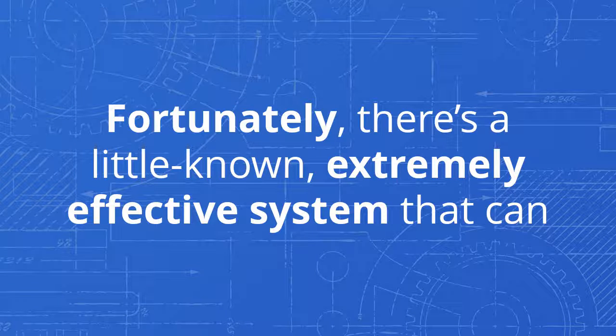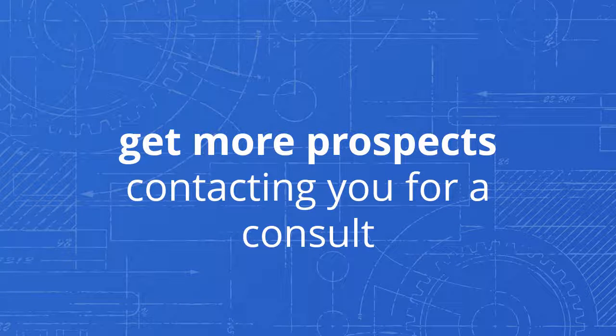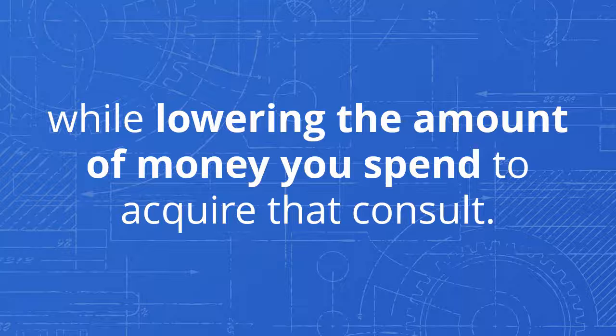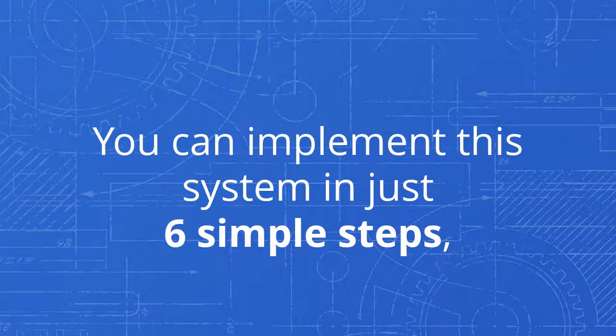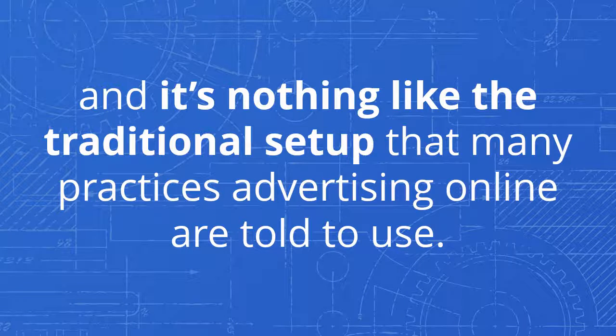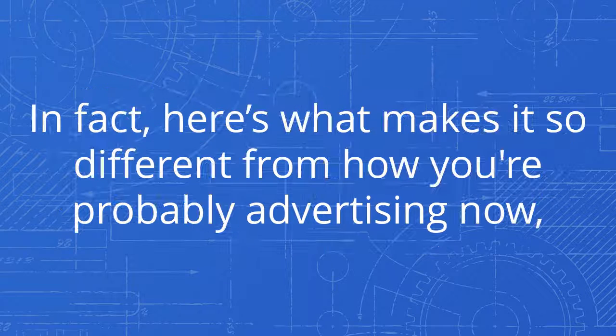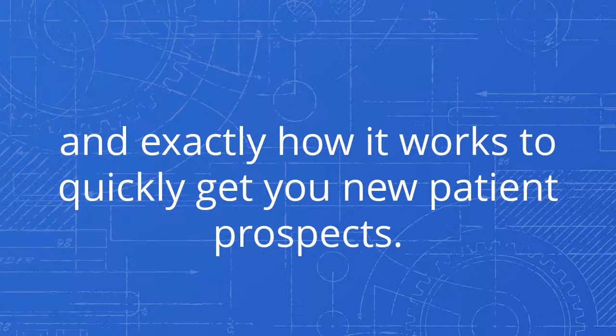Fortunately, there's a little known, extremely effective system that can get more prospects contacting you for a consult while lowering the amount of money you spend to acquire that consult. This system I'm referring to is called the Predictable Patient Marketing System. You can implement this system in just 6 simple steps. And it's nothing like the traditional setup that many practices advertising online are told to use. In fact, here's what makes it so different from how you're probably advertising now, and exactly how it works to quickly get you new patient prospects.